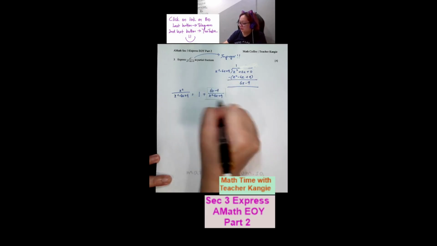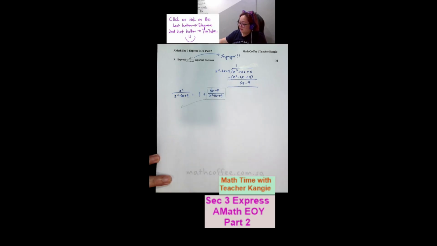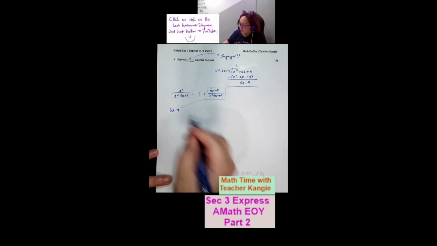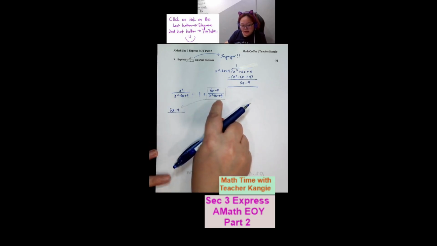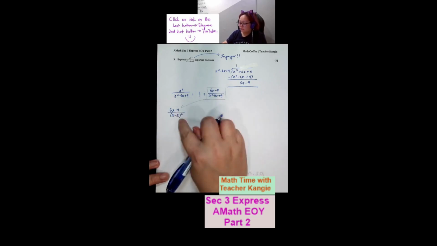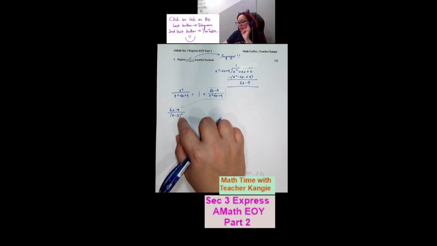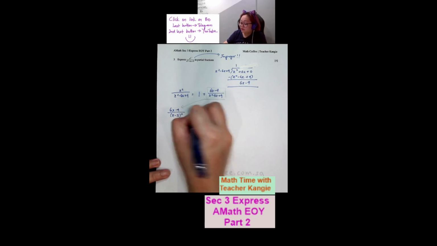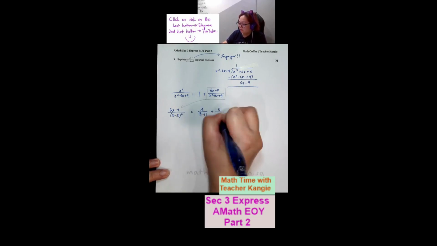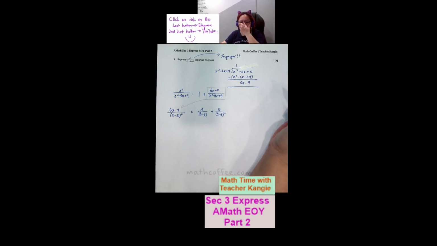So this part, write it here. You will write it as 6x minus 9 over, let's factorize the denominator, you will get x minus 3 squared. When you factorize this, you get x minus 3 squared. This is repeated linear, so it will be case 2, whereby you will give A over x minus 3, B over x minus 3 squared.